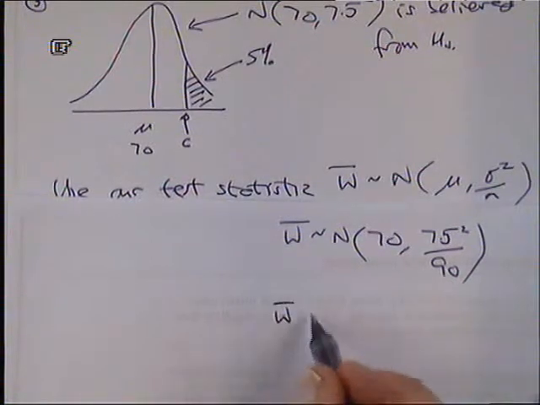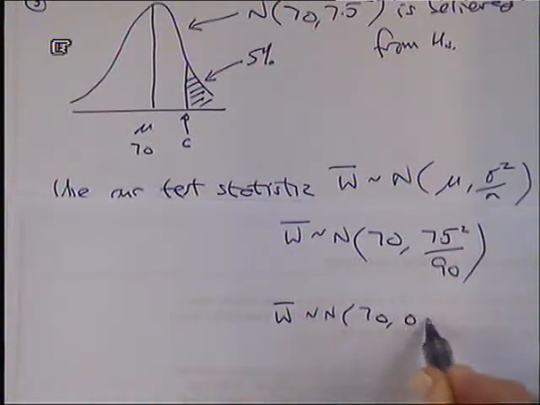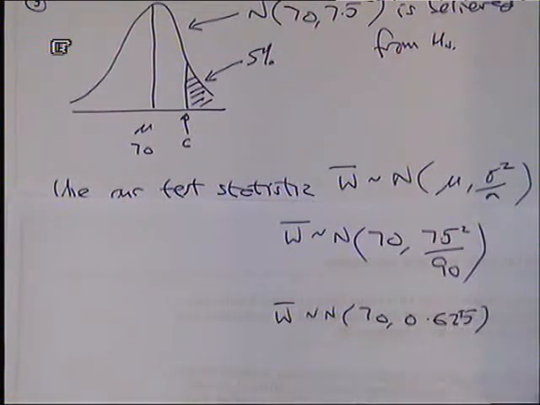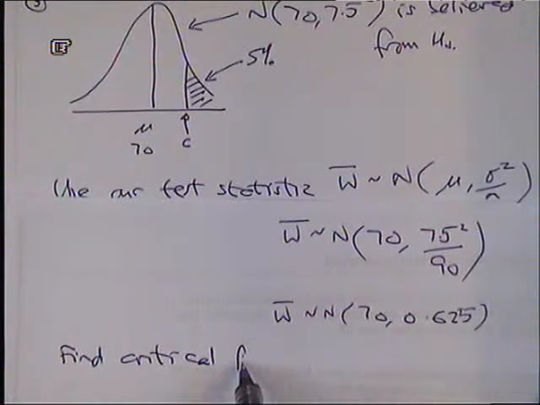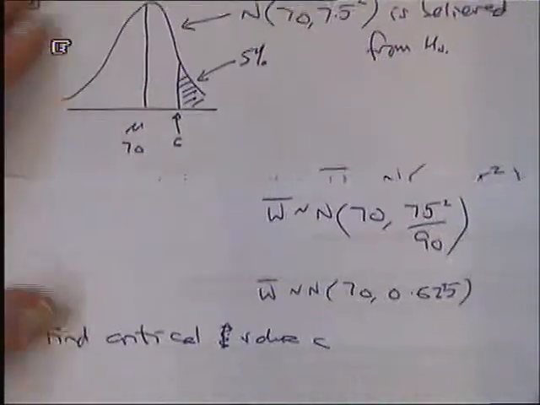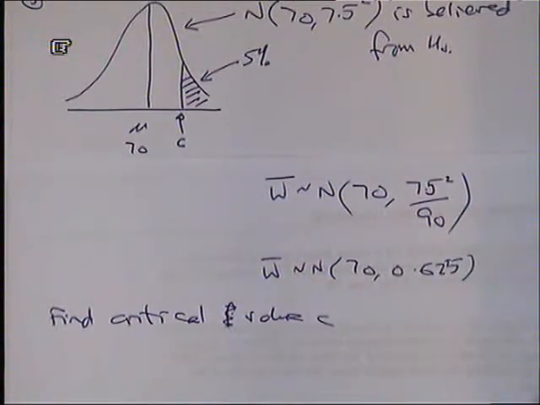And that value over there, if you want to work that out, is 0.625. And what we're going to do now is find this value of C, this critical value C. We're still in step 3 at the moment. We calculate the critical value and the critical region. So we're going to find this critical value C.